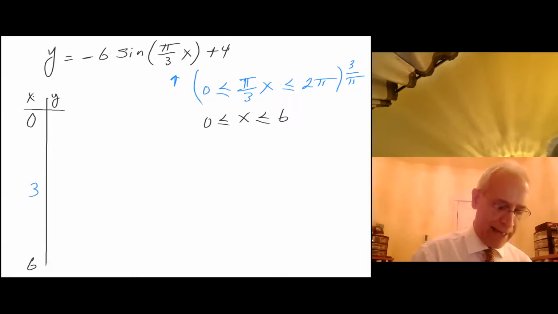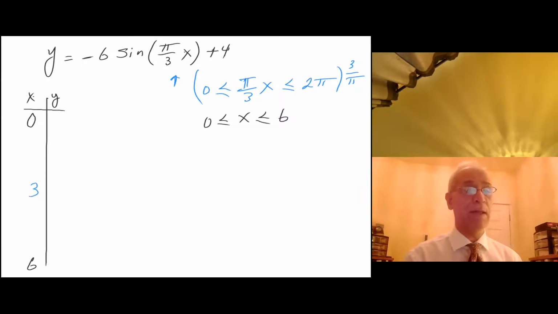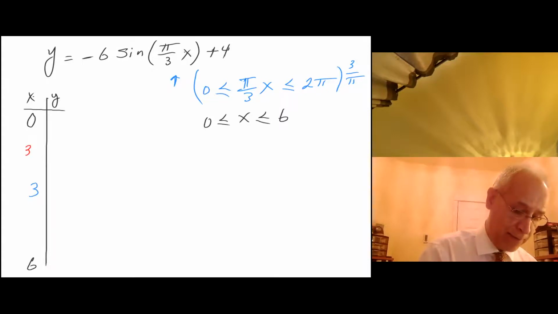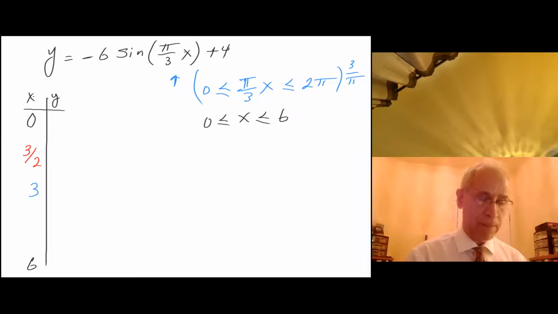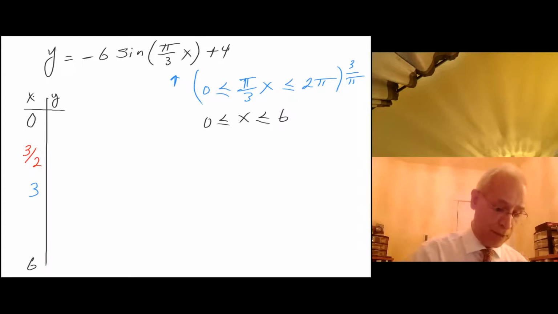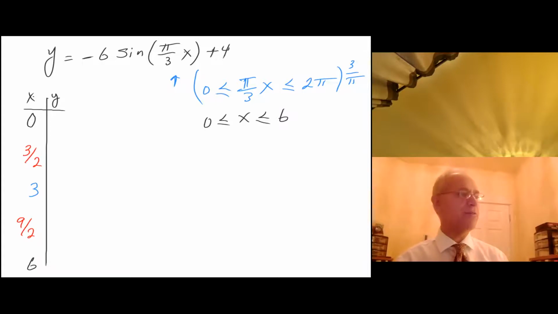Now let's find halfway between 0 and 3. 0 plus 3 is 3, divided by 2 is 3/2. Now let's find halfway between 3 and 6. 3 plus 6 is 9, 9 divided by 2 is 9/2, or 4.5. I like fractions better.